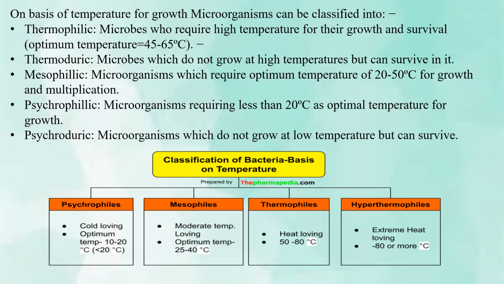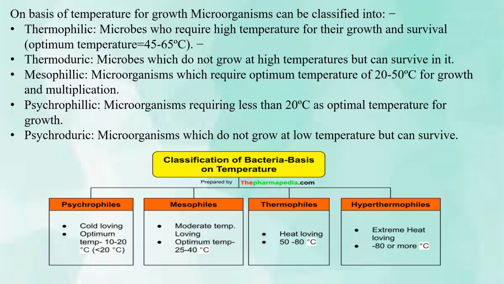Next comes the temperature. As we know, different types of bacteria live at different temperatures. They can live at any temperature depending upon their nature. They are classified into thermophilic, thermoduric, mesophilic, psychrophilic, and so on. If you see the picture over here, what are psychrophiles? They are very cold loving. They can withstand a cold temperature rather than a heat temperature. They can withstand temperatures of 10 to 20 degrees. They are called psychrophiles.